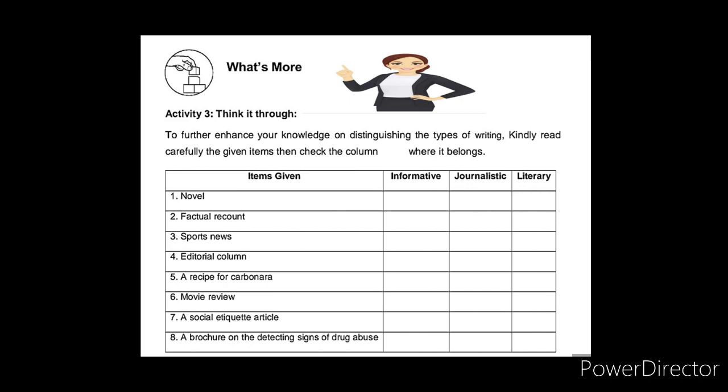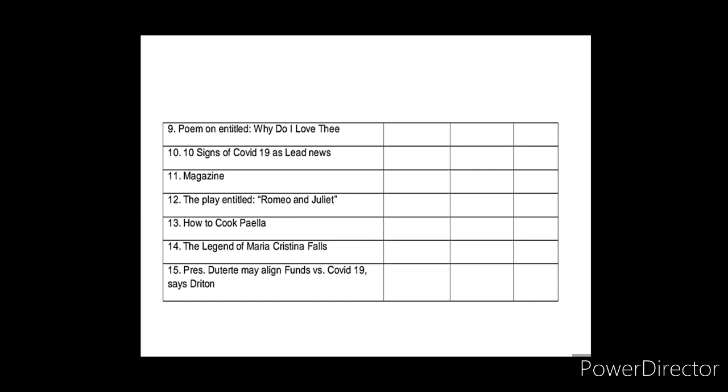Number 6, movie review. Very good, literary. Number 7, a social etiquette article is, very good, informative. Number 8, a brochure on detecting signs of drug abuse is, very good, informative. Number 9, a poem entitled Why Do I Love Thee? Remember, poem, so it is literary. Number 10, 10 signs of COVID-19 as lead news. It's all about news, so it is journalistic.